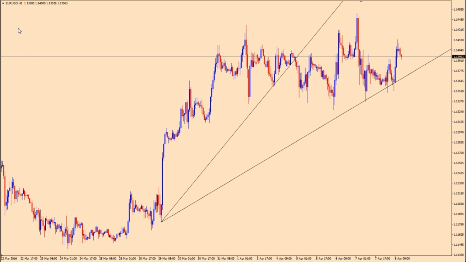First, let's look real quick. We see this is the Euro US dollar. This is a 1 hour chart. And I've got two angles on the chart. We see this is the 1 by 1 angle, and then this is the 1 by 2 angle.